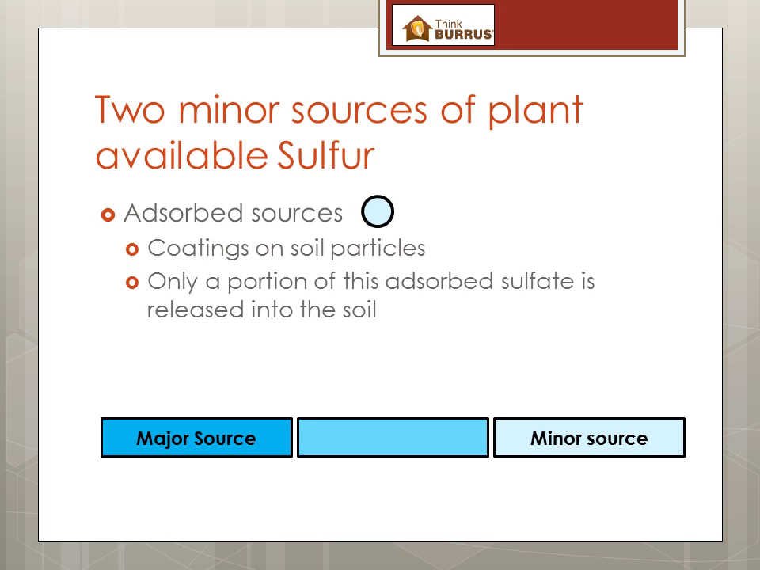Adsorbed sources of sulfur are really things like coatings on soil particles. So we have sulfur rapidly react with other things in the soil, or at least react with other things in the soil, and it becomes a coating on the soil particle. Only a portion of this adsorbed sulfur is actually released into the soil for the plant to use.